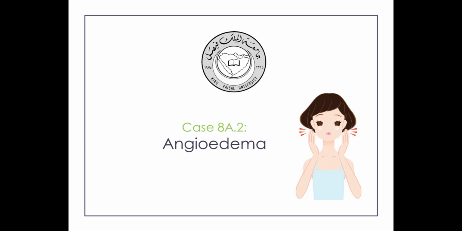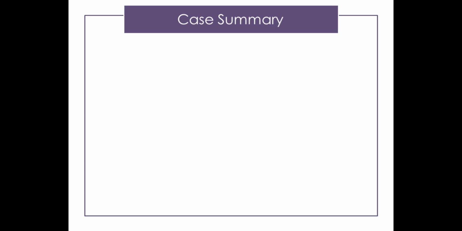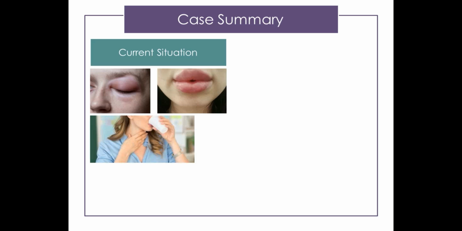The case was about angioedema. I will talk about the definition of it, the pathophysiology, the treatment, and all of these. So, first of all, we need to summarize our case, or the patient's complaints and history. A patient came to us. Her name is Maha. She is a 21-year-old law student. She has swelling in her eye and in her lips.